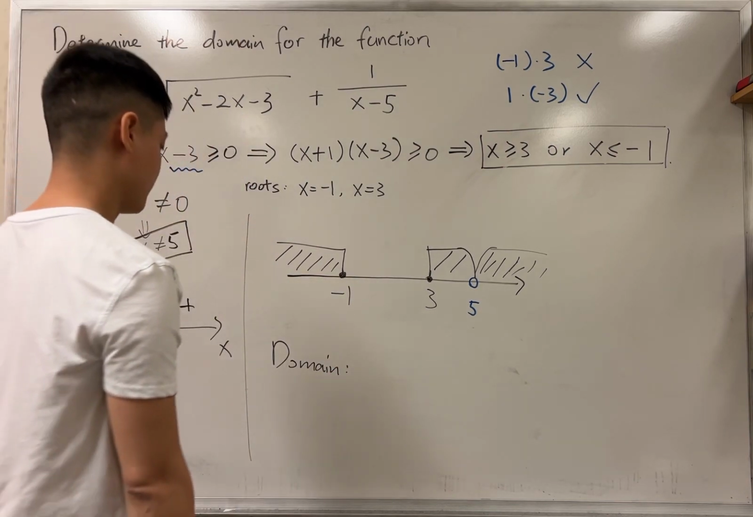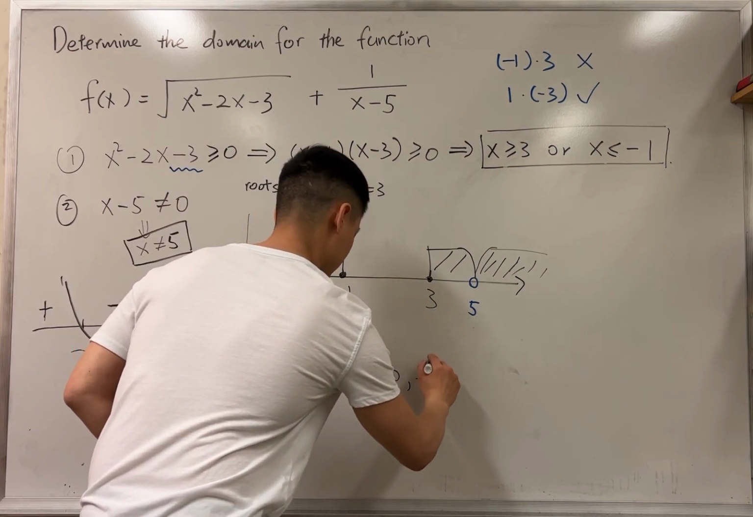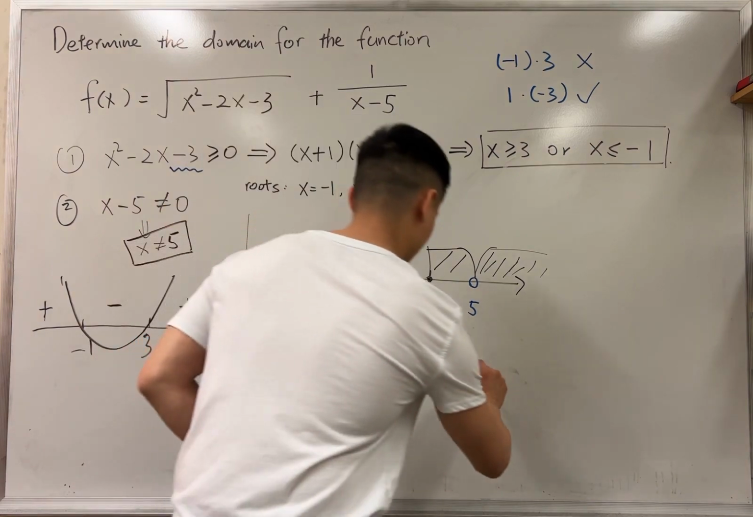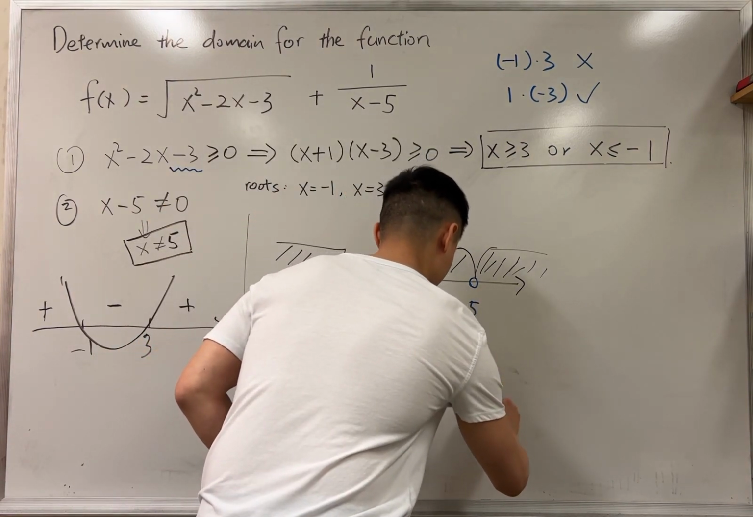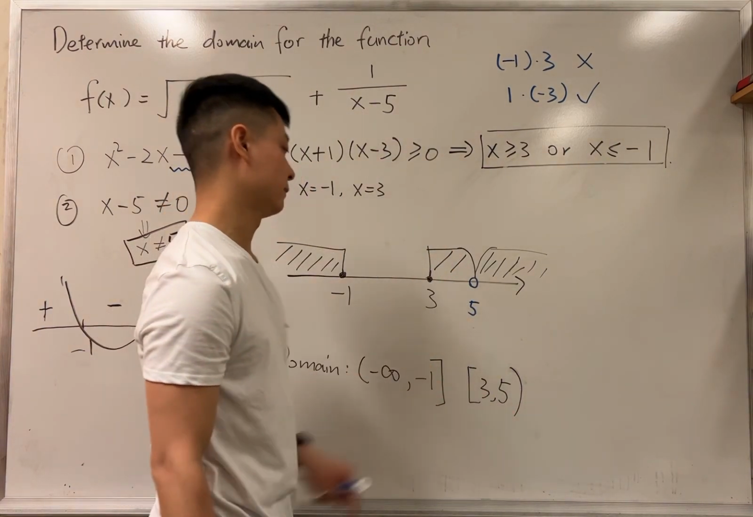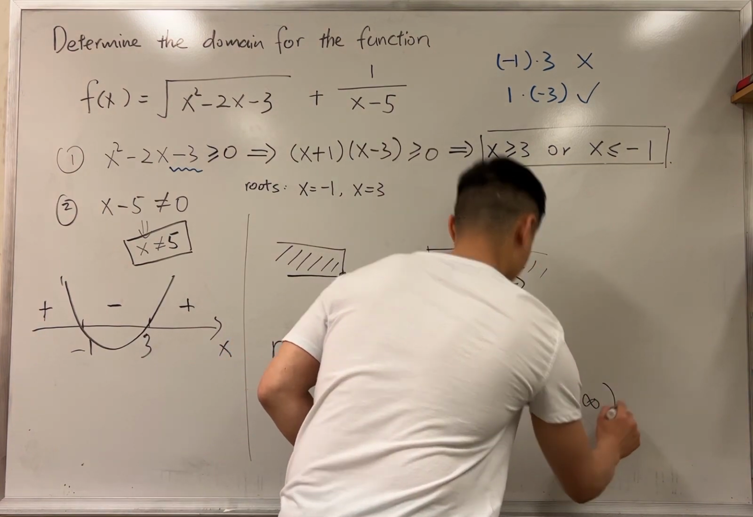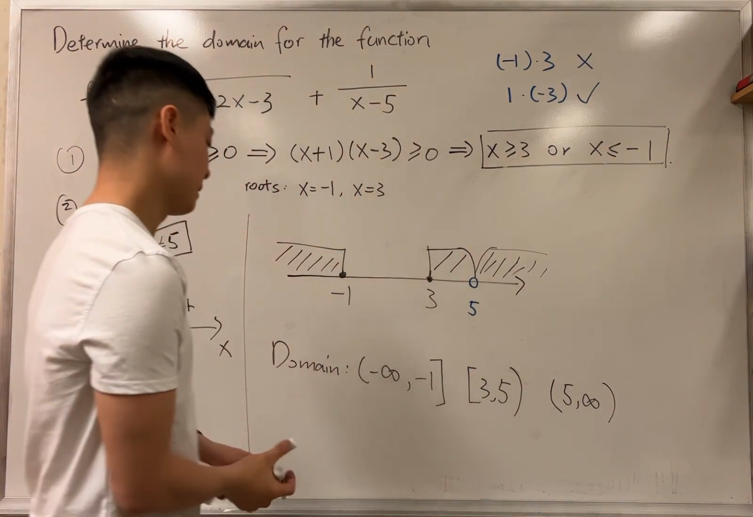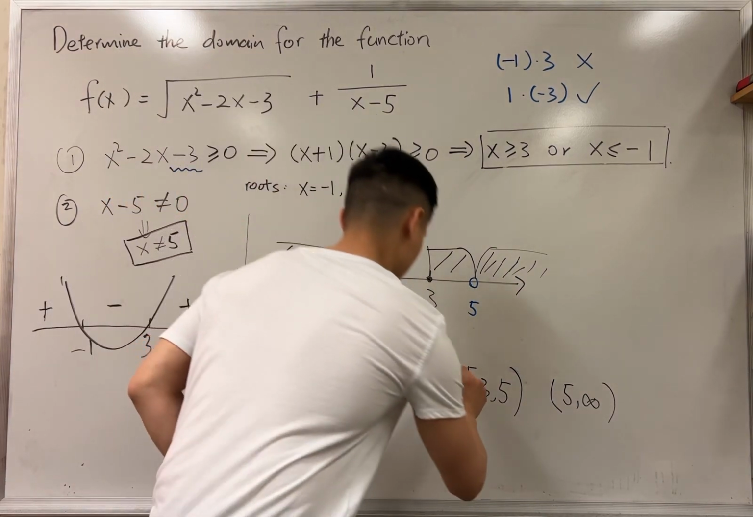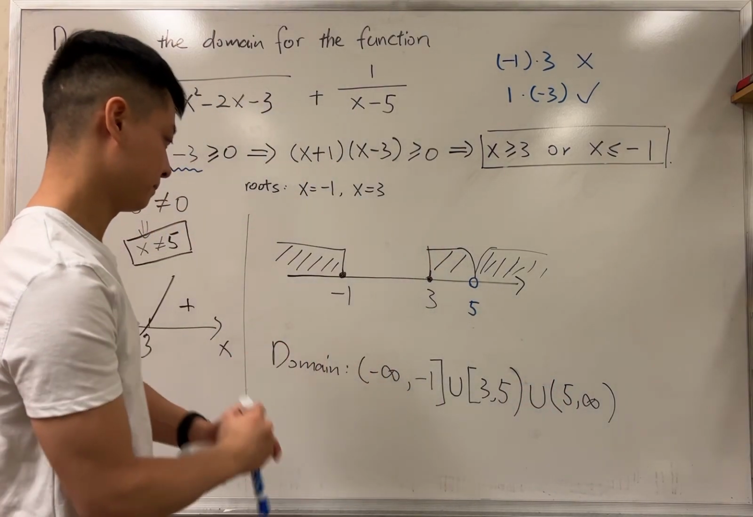Okay, so let's put this into the final answer. So the domain is going to be from negative infinity to negative 1, including negative 1, which is indicated by this square bracket. And then we have our second interval from 3 to 5, including 3, excluding 5. At last, we have from 5 to positive infinity, excluding 5. And because these three intervals are disjoint, we will use the union notation to connect them. So the final answer is going to be like this.